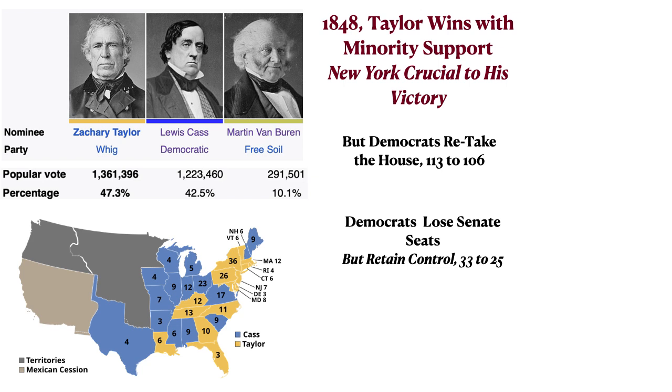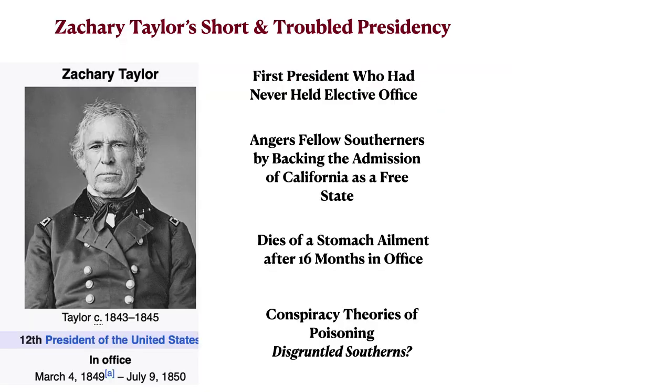So this was a close run election. The Democrats actually retook the House of Representatives. They lost a few Senate seats, but they retained control. So Taylor comes in as a Whig president with the Democrats controlling both houses of Congress. Taylor had a short and troubled presidency. He was the first president who never held elective office. He really angered his fellow Southerners.